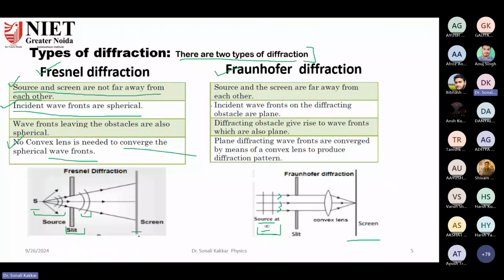So the incident wavefront on the diffracting obstacle or slit should be plane. Similarly, the wavefront which is leaving the slit is also plane. Because these are parallel rays or plane wavefronts, we have to place a converging or convex lens to get the rays to focus on the screen so that we can analyze the diffraction pattern. So you write these points.